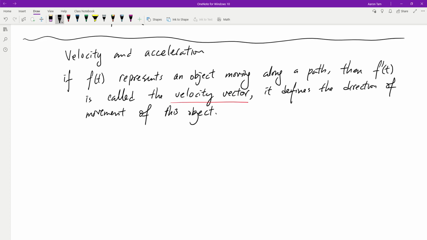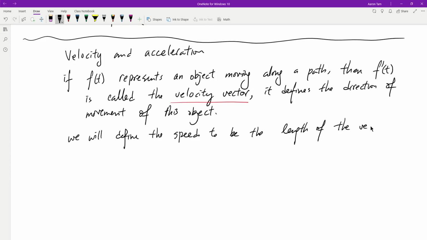Now, just like last year, when you have a velocity, you can also define something very similar but not quite the same, speed. We will define the speed to be the length of the velocity vector. So therefore, the magnitude of the velocity vector becomes what we call the speed. Therefore, we define this to be v of t, and that is the length of f prime of t.